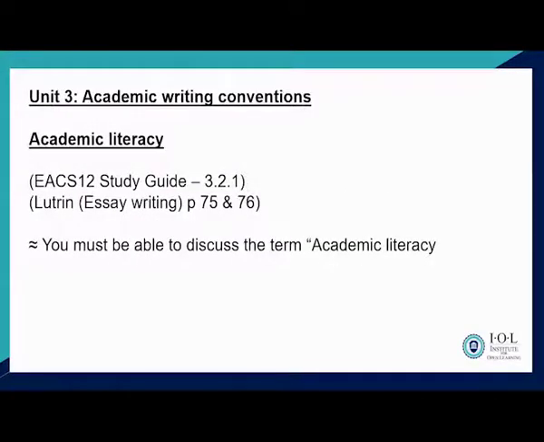Unit 3, Academic Writing Conventions. Academic Literacy. EACS Study Guide 3.2.1, Lutheran under Essay Writing, pages 75 and 76. You must be able to discuss the term academic literacy. Essay Writing. EACS Study Guide 3.2.1 and Lutheran, pages 75 and 76.